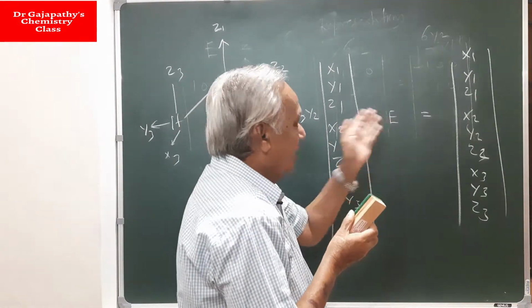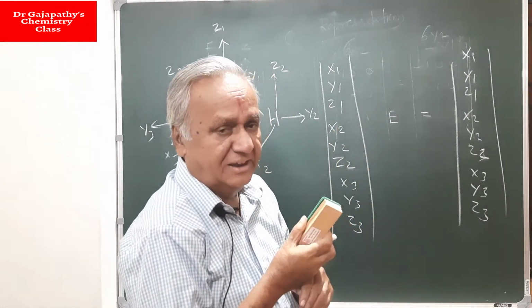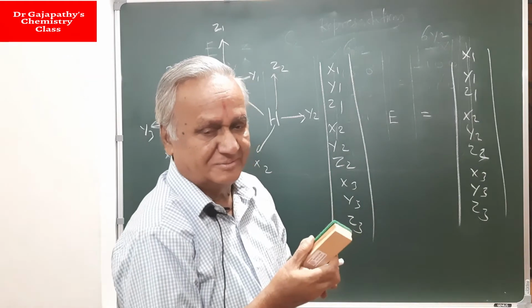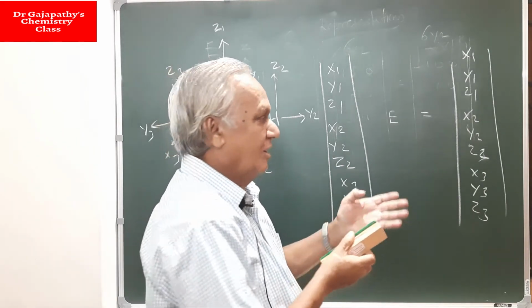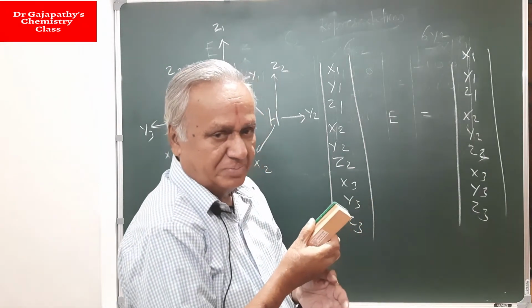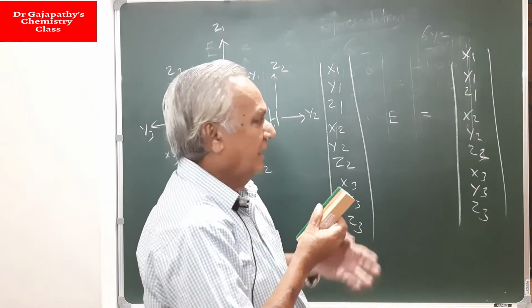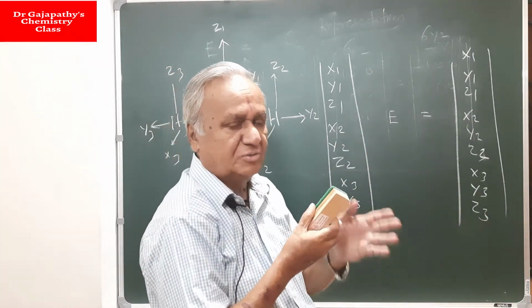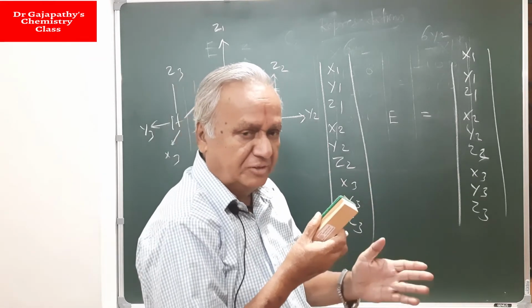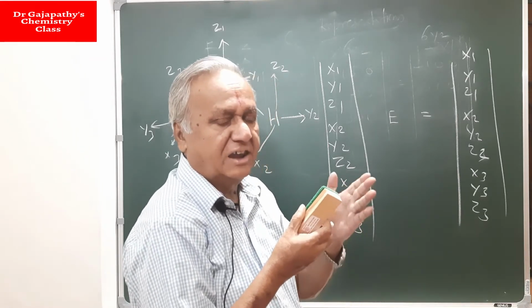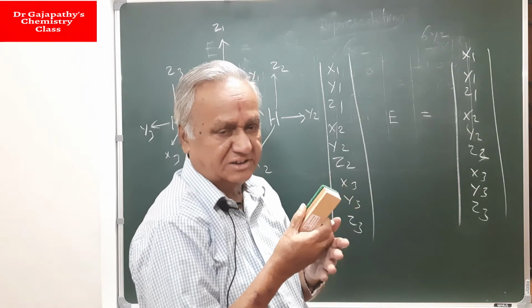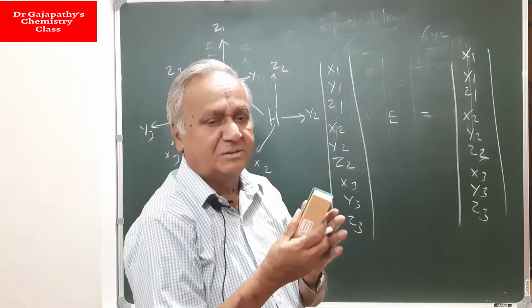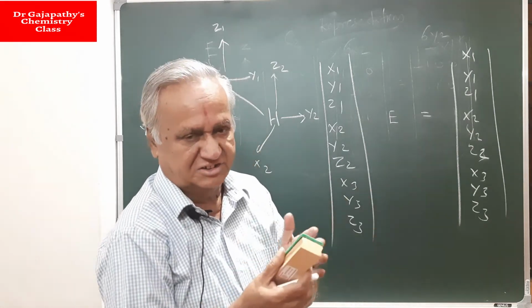So my transformation matrix for E will be a 9 by 9 matrix. I am not elaborating that for want of time. So I can write a 9 by 9 matrix for E, a 9 by 9 matrix for C2, a 9 by 9 for sigma xz and a 9 by 9 for sigma yz. Collectively, these 9 by 9 matrices are a representation.